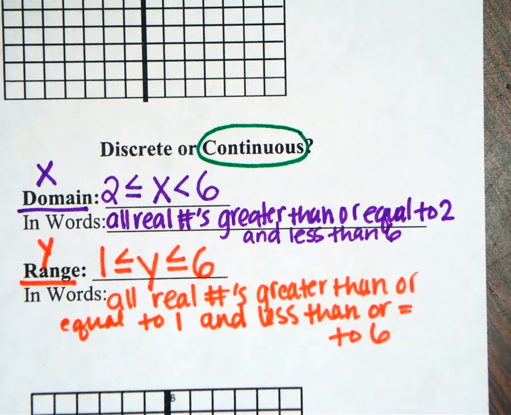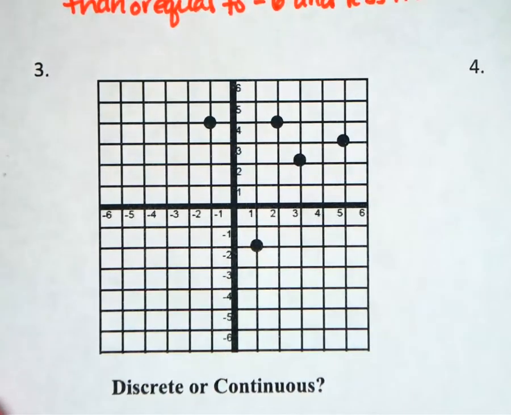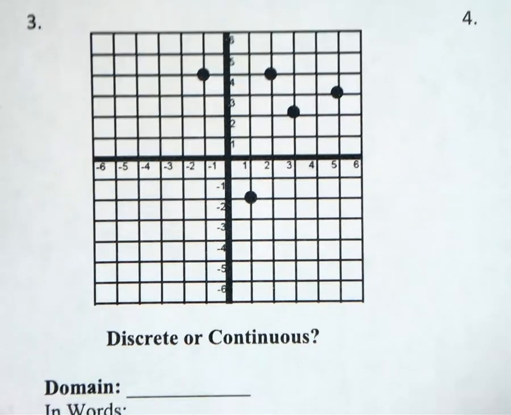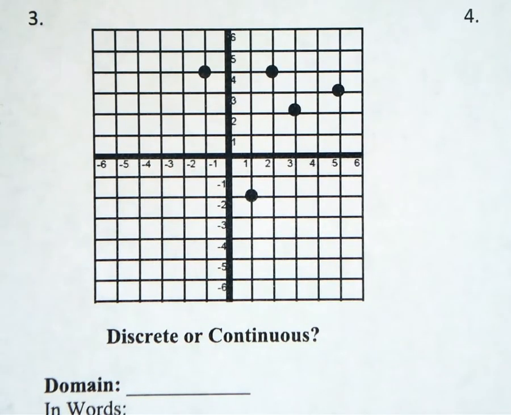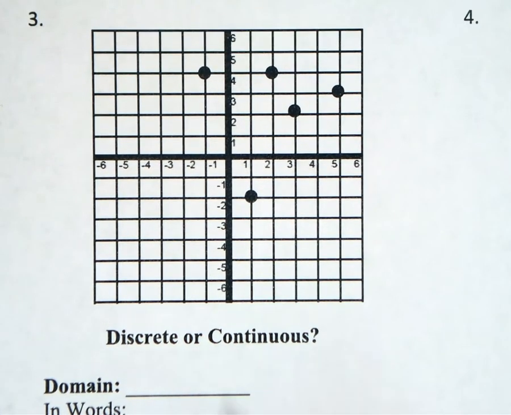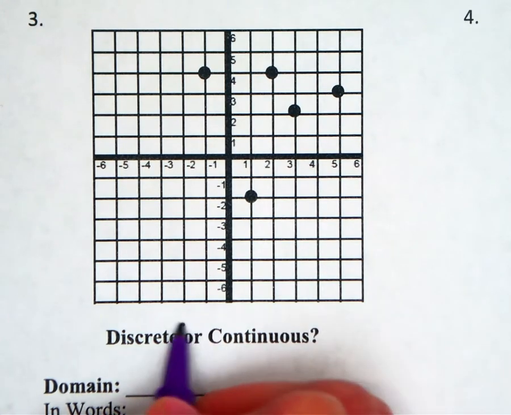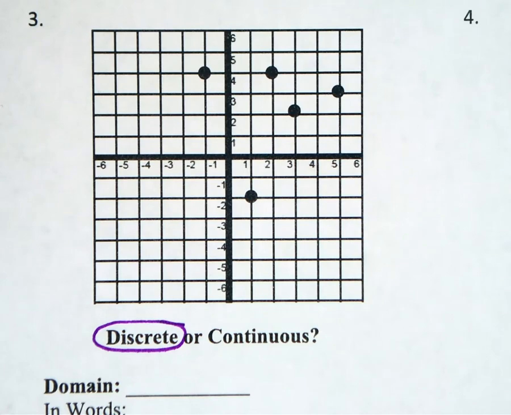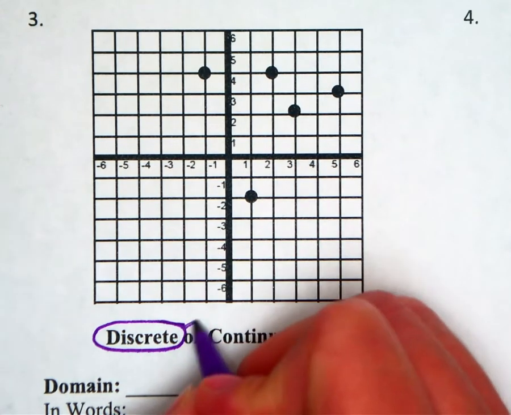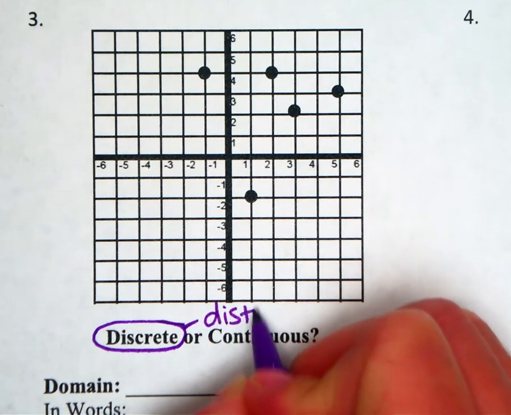Okay, you can pause your video, take some notes. I'm going to move on to number 3. In number 3, we have a graph with points. These are distinct points. So when I go to identify, is this discrete or continuous? Continuous is connected lines. So no, this is discrete. It is not continuous. It is distinct points. So make a note to yourself.